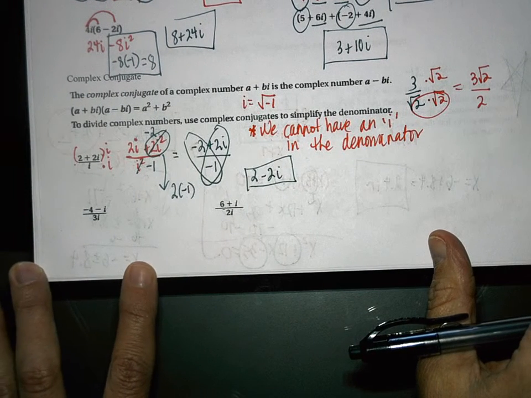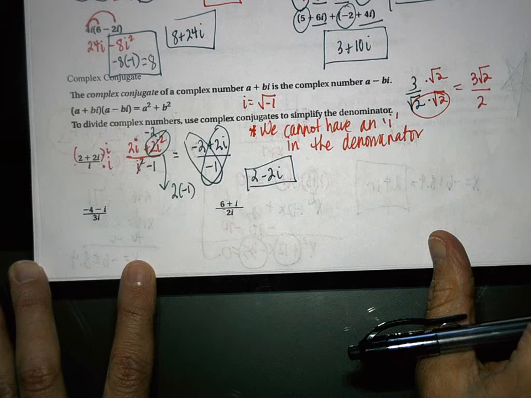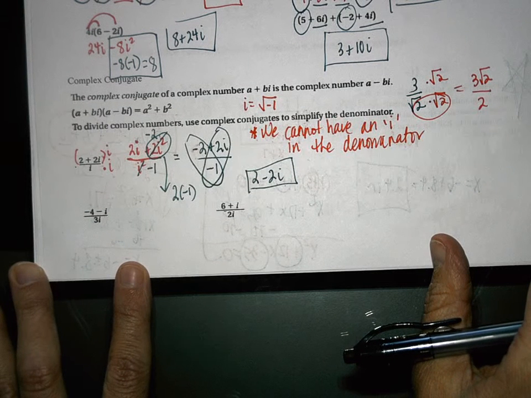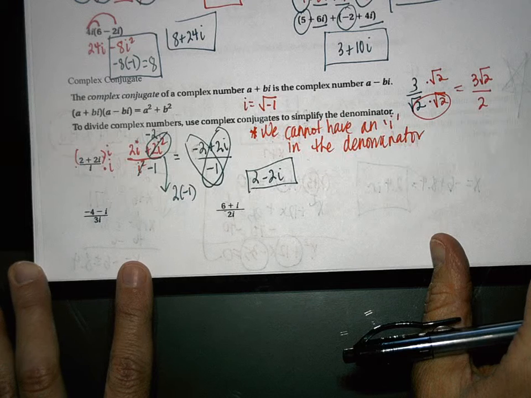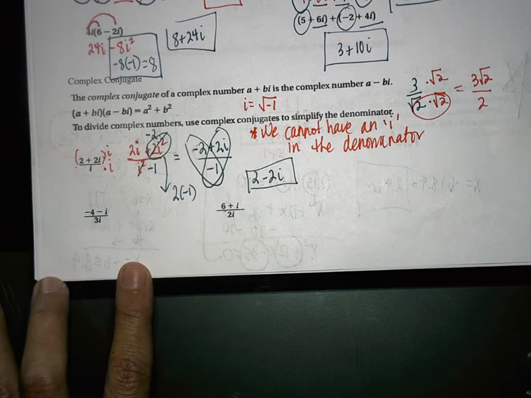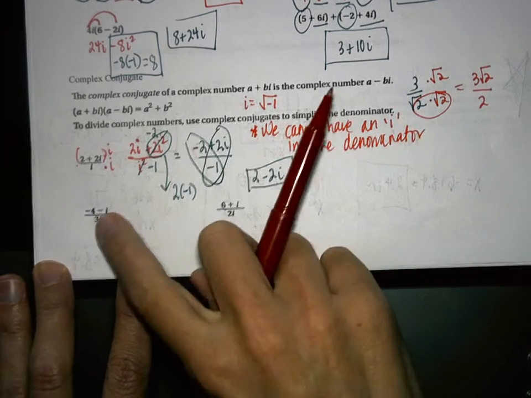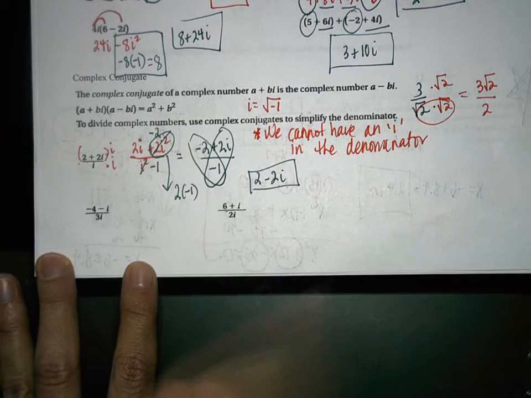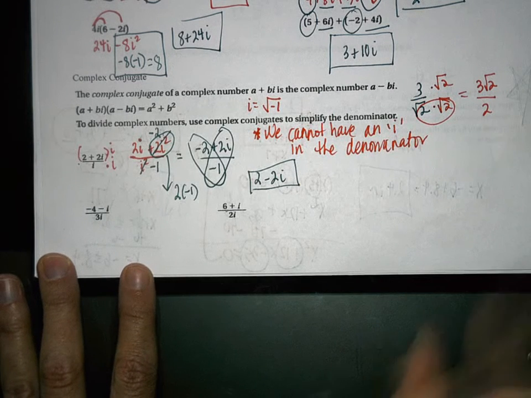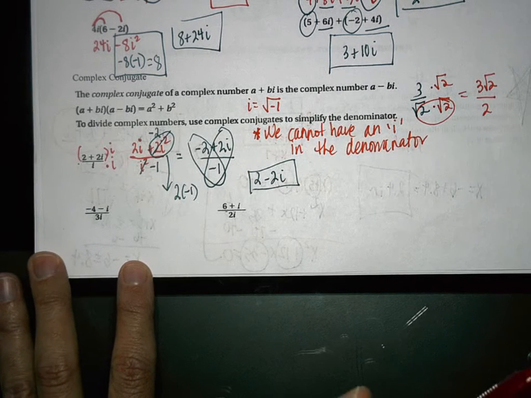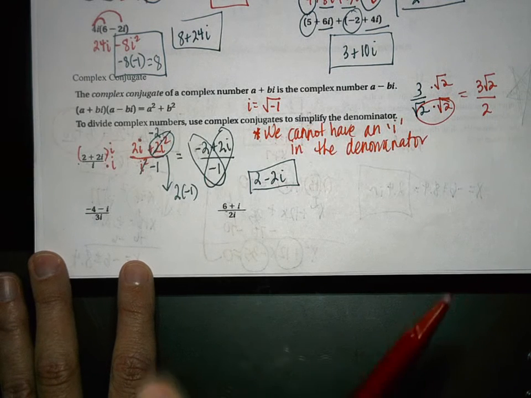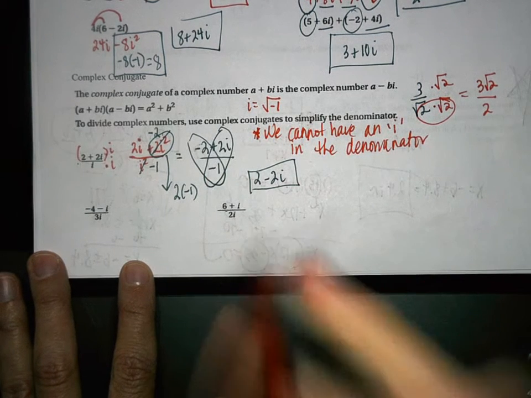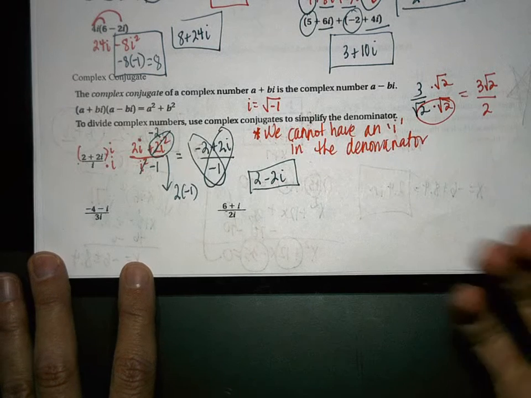Are we okay with that? Do we have questions? Okay, this one has a 3i. A 3 in the denominator is fine. What is not okay in the denominator? An i. So we are still going to multiply the top and the bottom by i, because i is the only thing we need to eliminate.